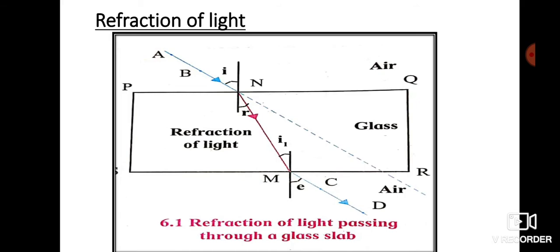Again, another question I would like to ask. Will the velocity of light be the same in all media? Again, the answer is no. Because refractive index depends upon the velocity of light. Refractive index is different for different media. Velocity of light will also be different for different media.